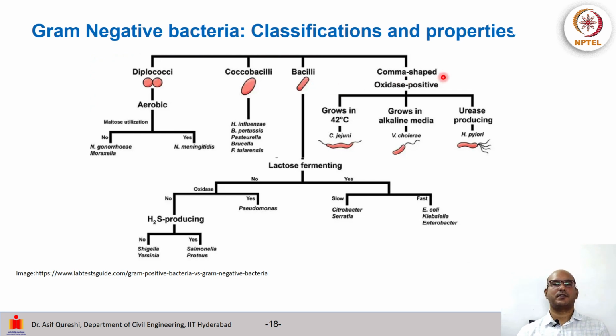Then we have comma shaped and oxidase positive, which may grow at some temperature. So C. jejuni, which may grow in alkali media. So this is our V. cholerae. And if they are urease producing, so H. pylori. So a lot of classifications are there, and these are broad classifications based on the properties.